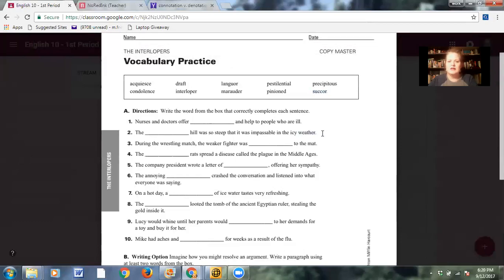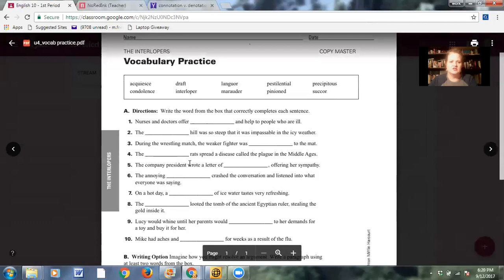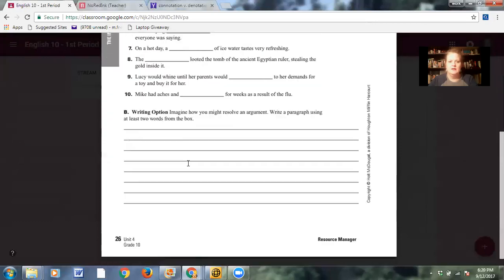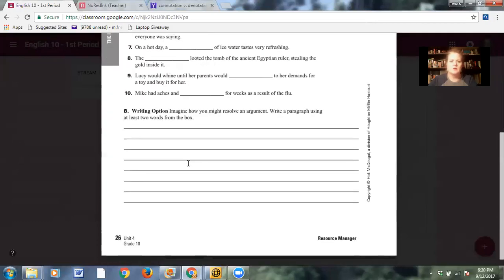Press pause and finish this section. And press start when you've finished.